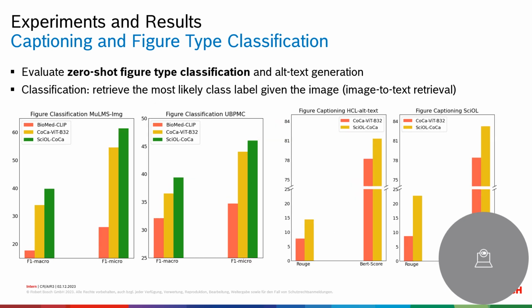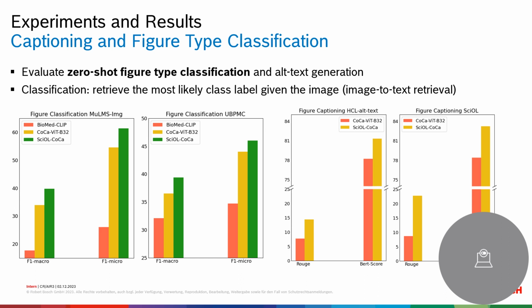In addition to evaluating retrieval performance, we also test how well our base SciOL COCA can be transferred to other scientific image text tasks without further fine-tuning. Here we treat figure classification basically as image-to-text retrieval with the class names as text queries. On both MuLMS-Img and UBPMC, which is a corpus of chart figures from the biomedical domain, we can see a large positive effect of training on our SciOL dataset.